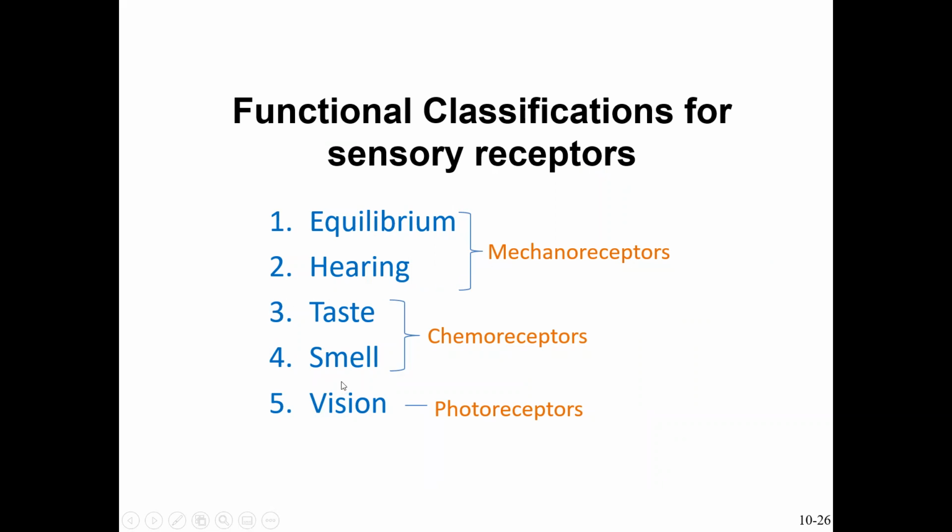Today we're going to be looking at taste and smell, and we're going to be looking at them together because they both use chemoreceptors, which means they respond to chemicals. And then we'll look at vision, which responds to photons of light. So we'll have the rods and the cones, which are both examples of photoreceptors.